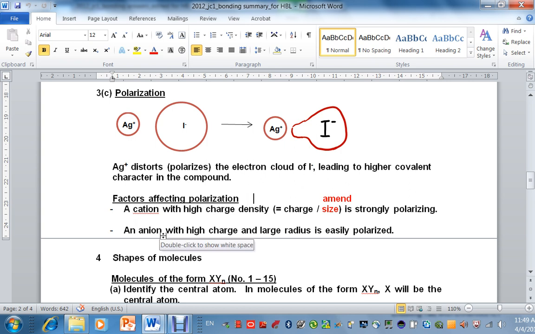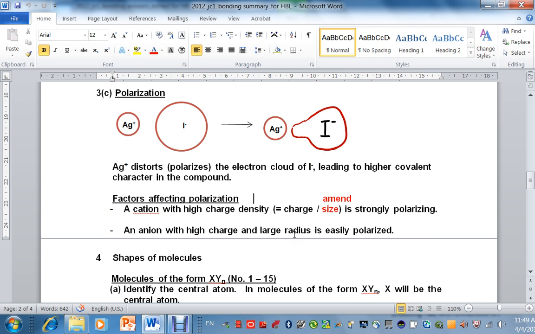Then now we look at the anion factor. An anion with high charge will also be easily polarized or easily distorted. Quite obvious this one, right? Because when the charge of the anion is high, that means the attraction between the cation and the anion will be strong, so that will aid the distortion. Then this one is different from cation. For cation, we say that it must have a high charge density to be strongly polarizing. One way to have high charge density is to have a small cationic size. But for anion, it's not small size, it's a large size anion that will be easily polarized.